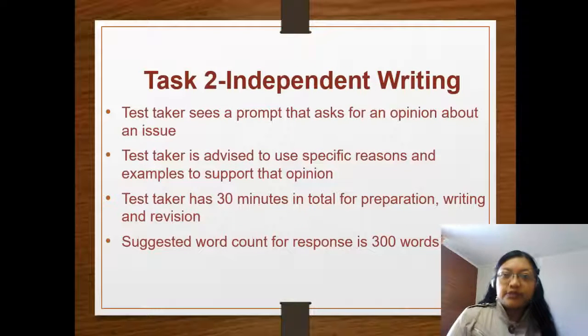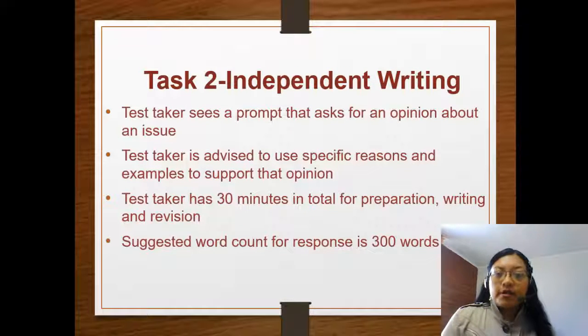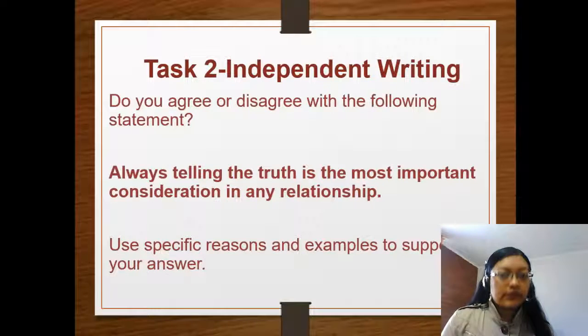In task 2, independent writing, the test taker sees a prompt that asks for an opinion about any issue. The test taker is advised to use specific reasons and examples to support an opinion. The test taker has 30 minutes in total for preparation, writing, and revision, and the suggested word count for the response is 300 words, like an essay. This is an example.